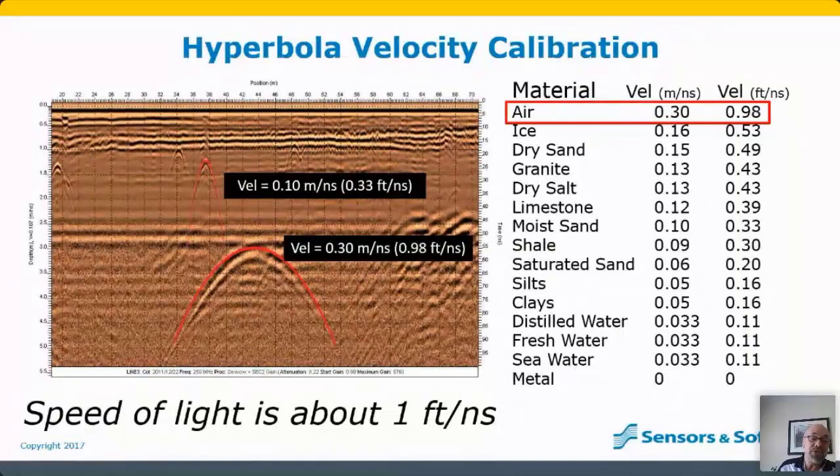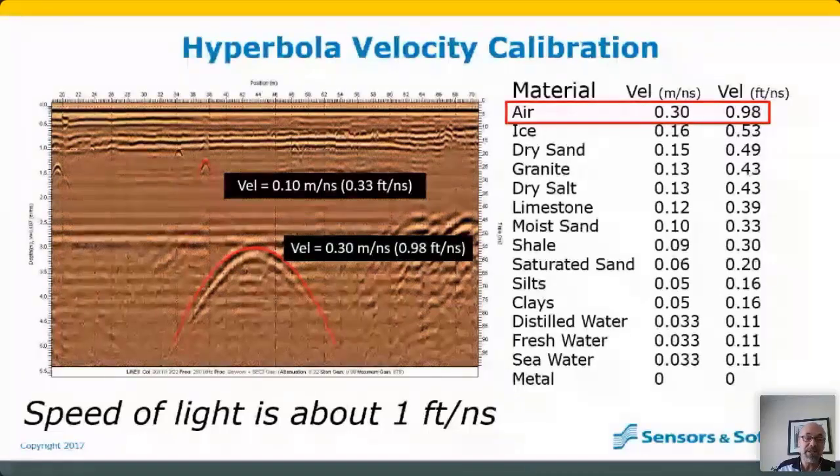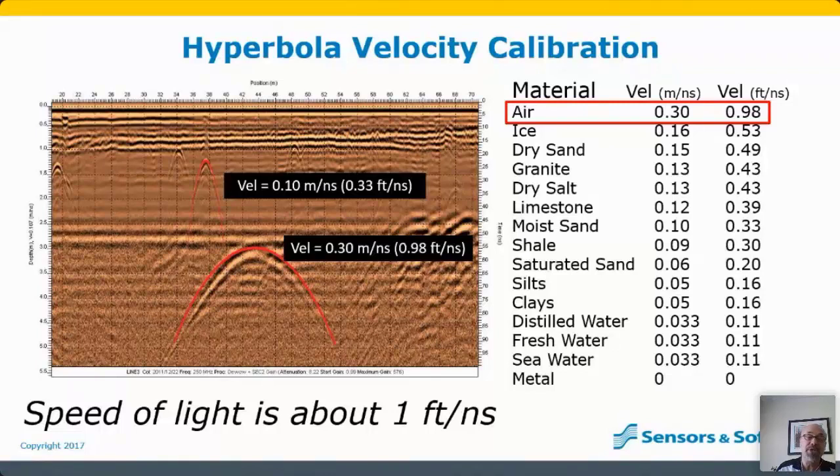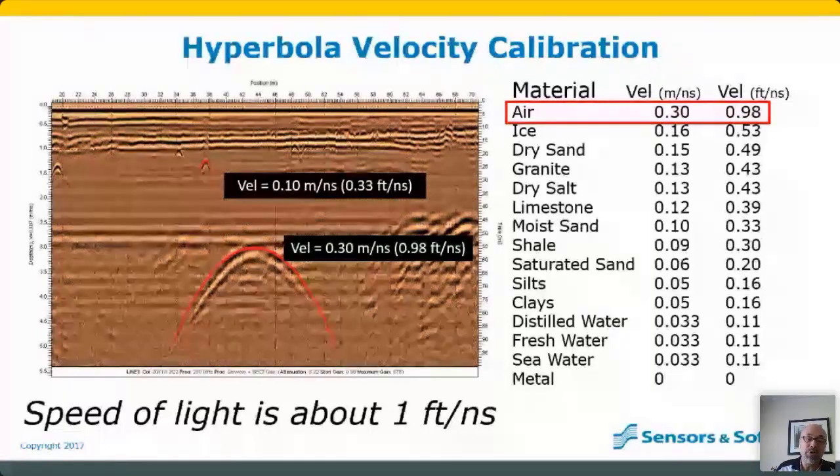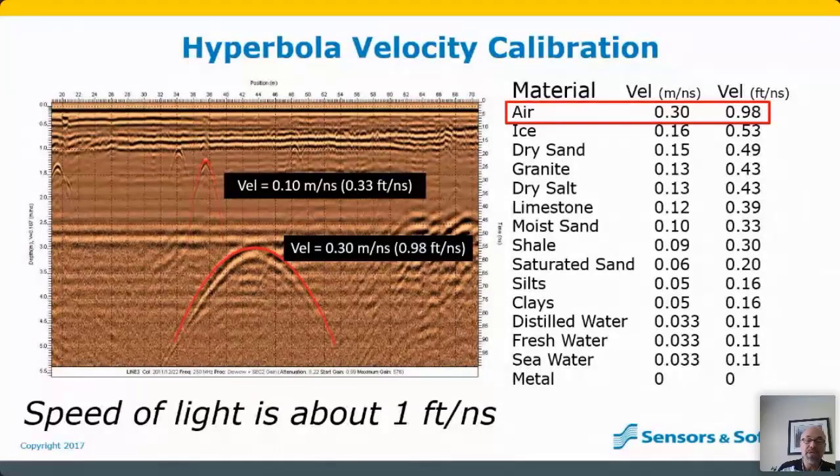But as it turned out, he dug for an airwave. He dug for a signal that was not in the ground, a signal that had traveled through the air from an object. And anybody who's done any sort of work with GPR needs to know that not all the signals that you see are necessarily in the ground. So let's talk about airwaves.